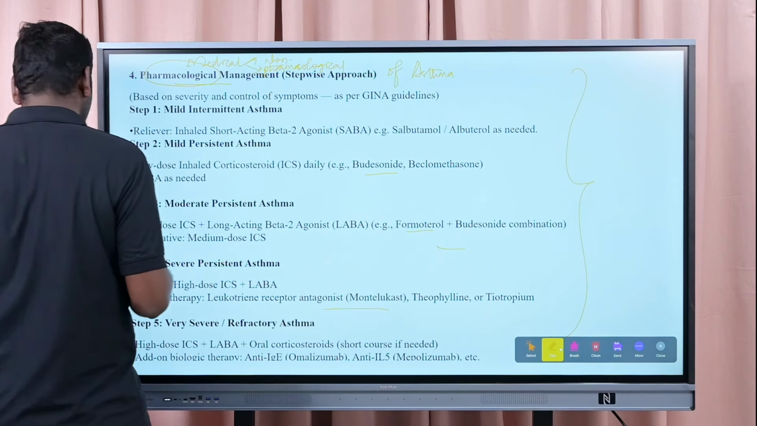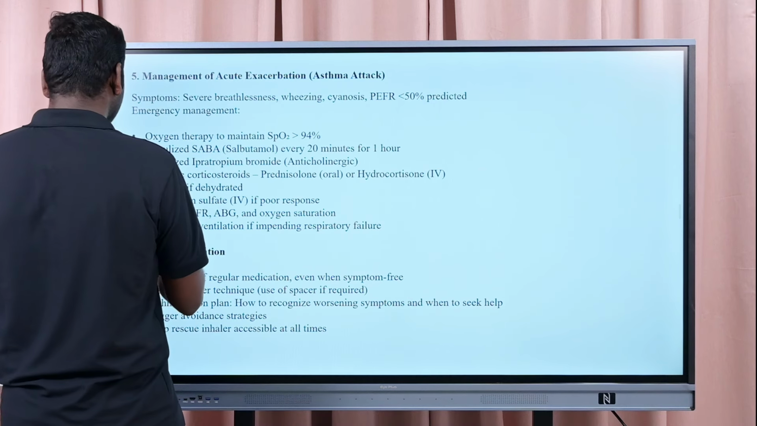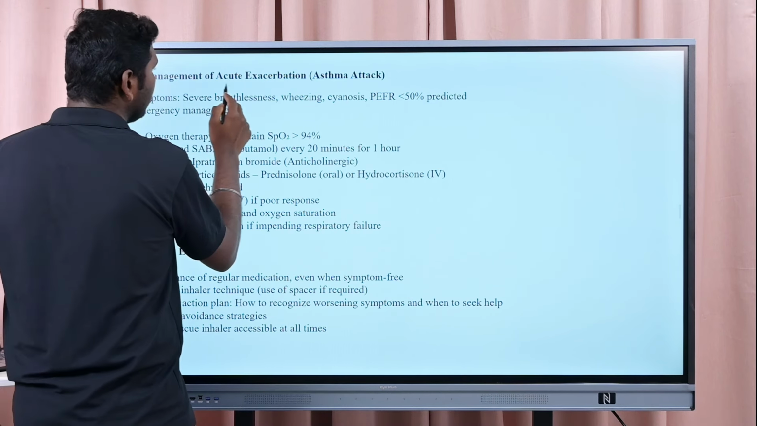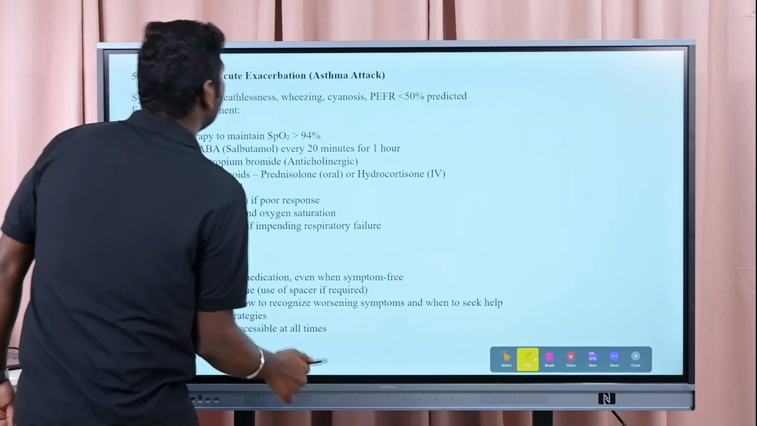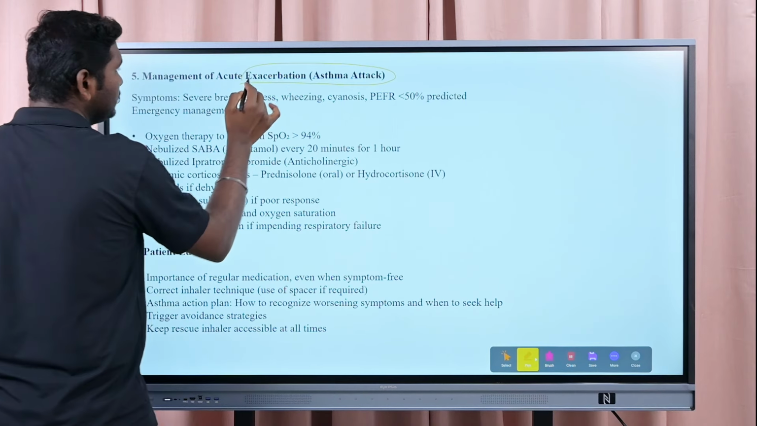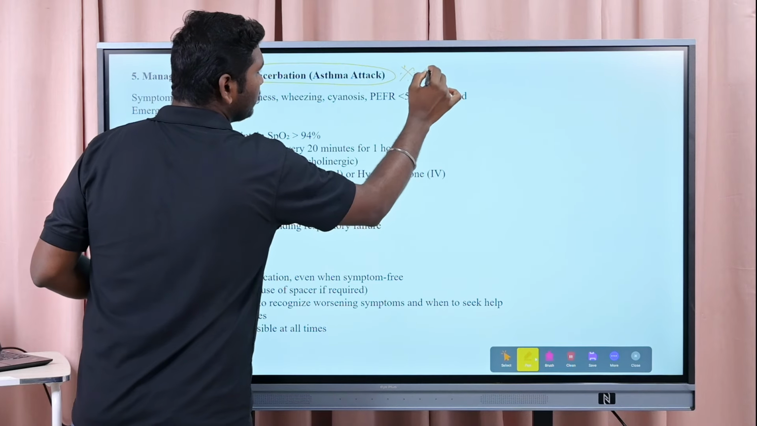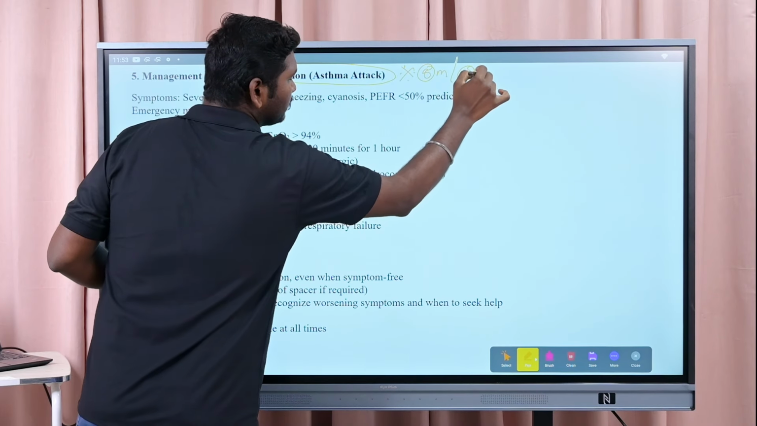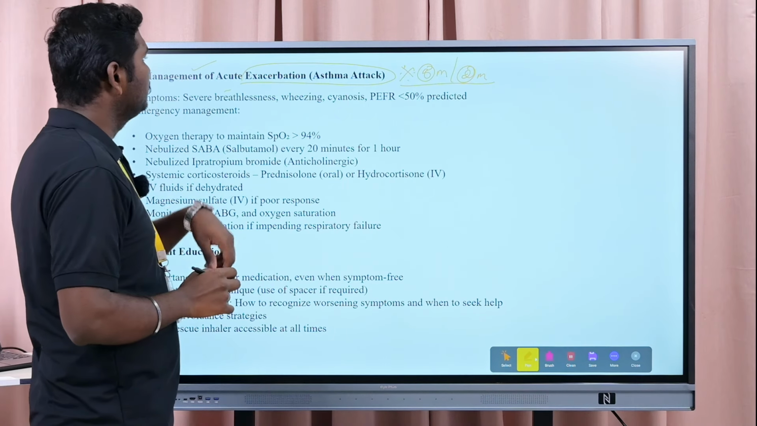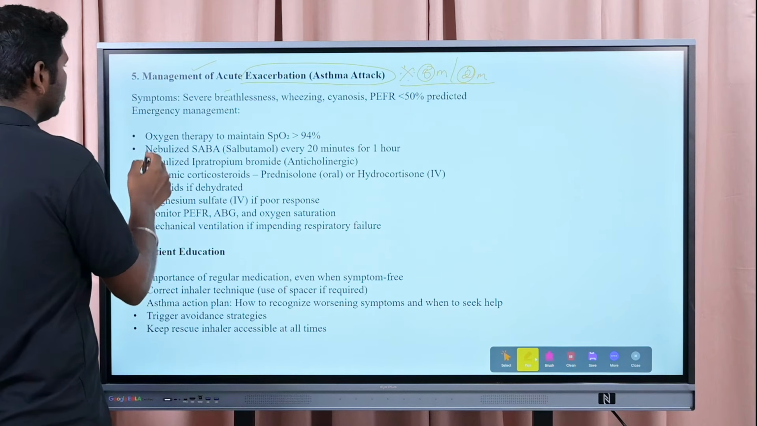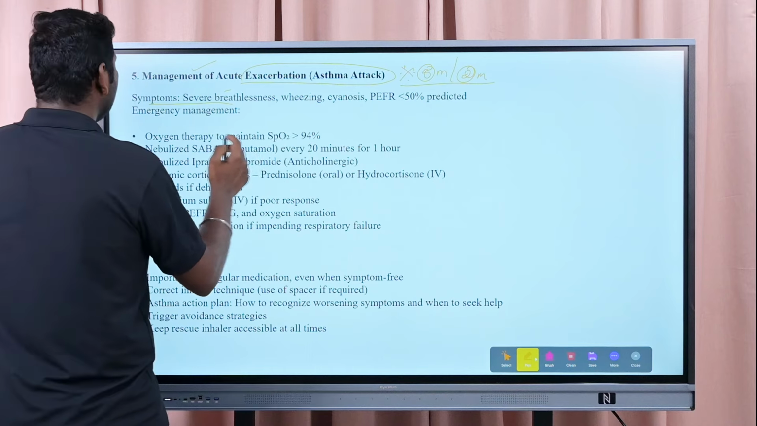Okay, next, management of acute exacerbation, which is also called an asthma attack. This is again a continuation of the management, where sometimes they will directly ask for your 5 marks or even 2 marks. That is the reason we show the management of acute exacerbation as a separate concept. The symptoms are severe breathlessness, wheezing, cyanosis, and emergency management.